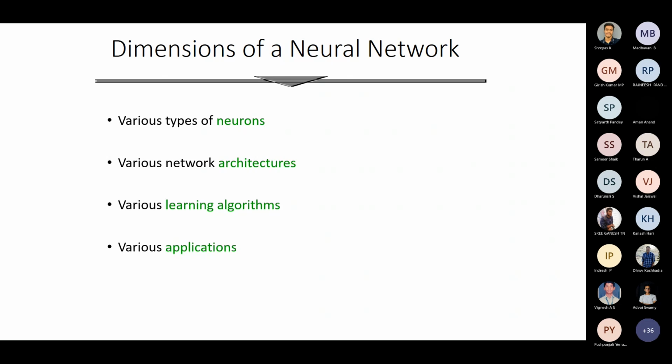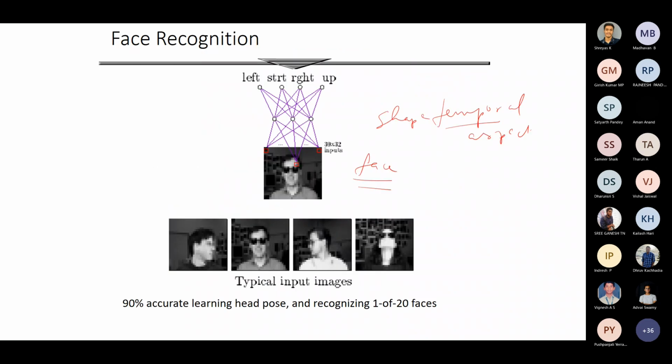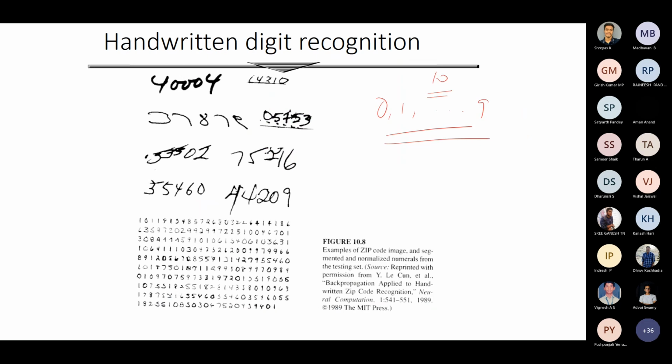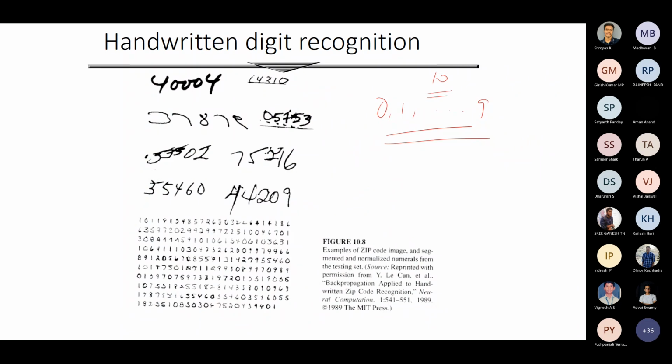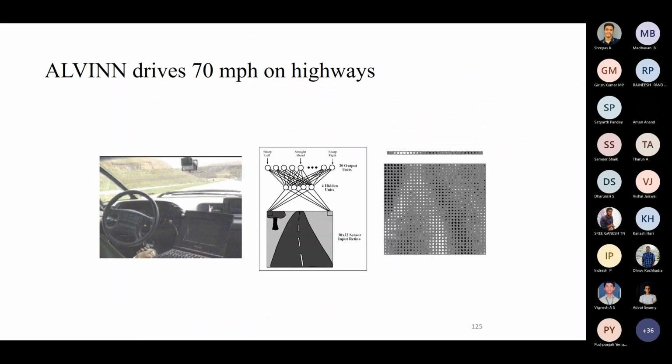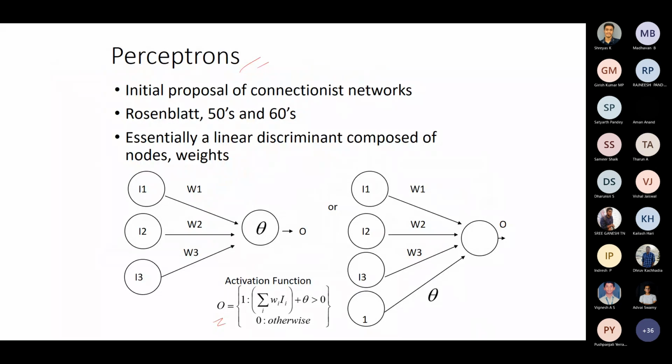So you have different types of neurons, different types of architectures, different learning algorithms and applications. Typically it is used for recognizing faces, a very good example, and recognizing handwritten letters. ALVINN is an automated vehicle which drives at 70 miles per hour on highways. This was proposed in the early 50s and 60s, where it is nothing but a perceptron. A perceptron is a single neuron.